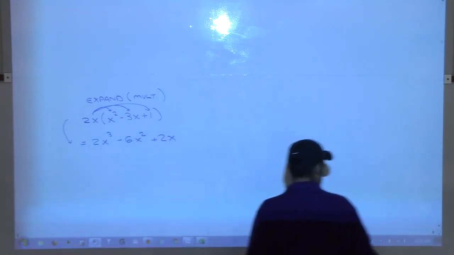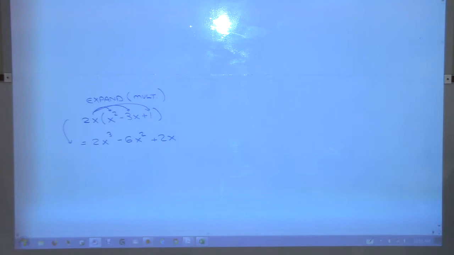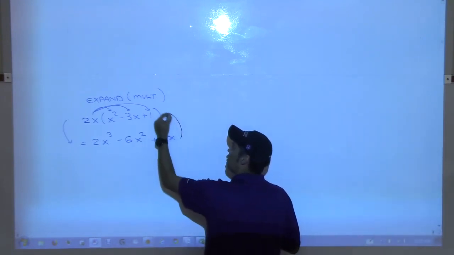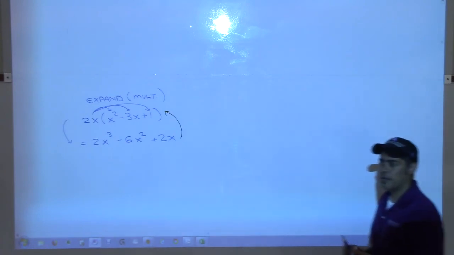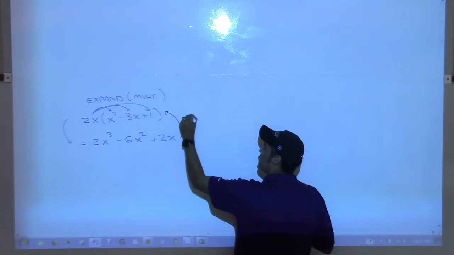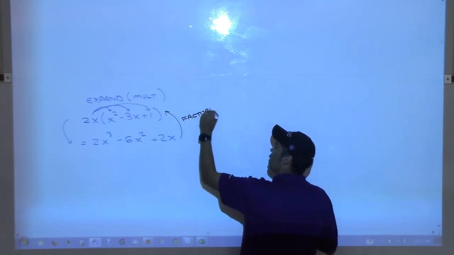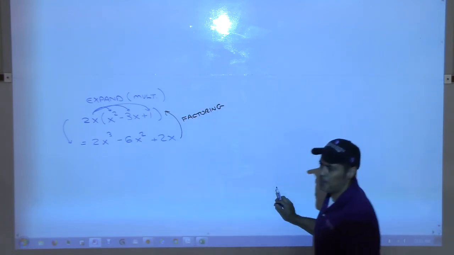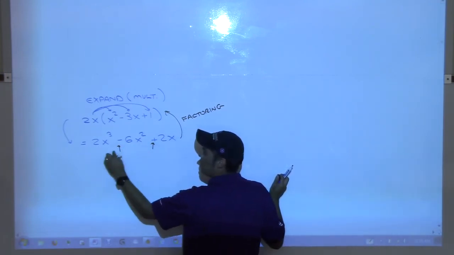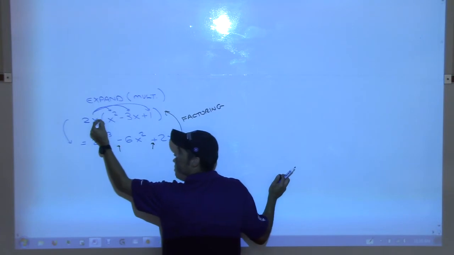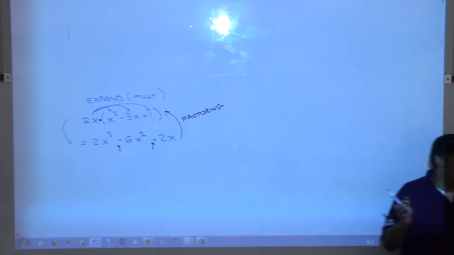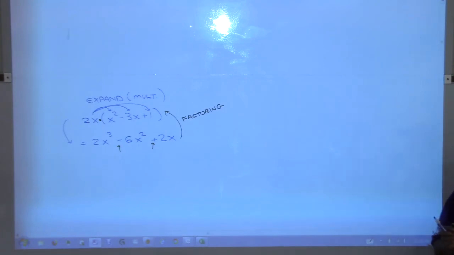What we want to be able to do is go backwards. We want to be able to take an expression like this and turn it back into that. And this process of going backwards is called factoring. The main thing that happens when you factor something is that instead of having pluses and minuses between things, somewhere you have a multiplication. So it's turning additions and subtractions into some sort of multiplication.